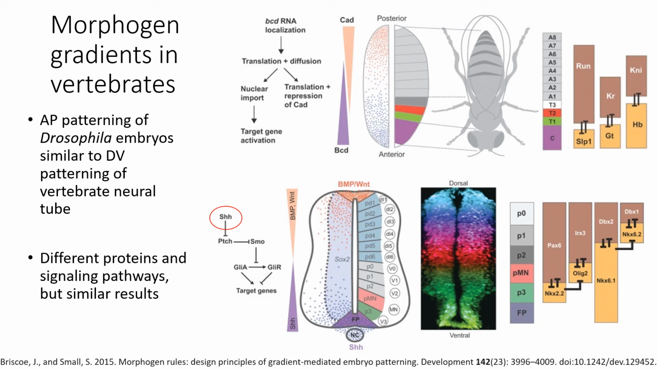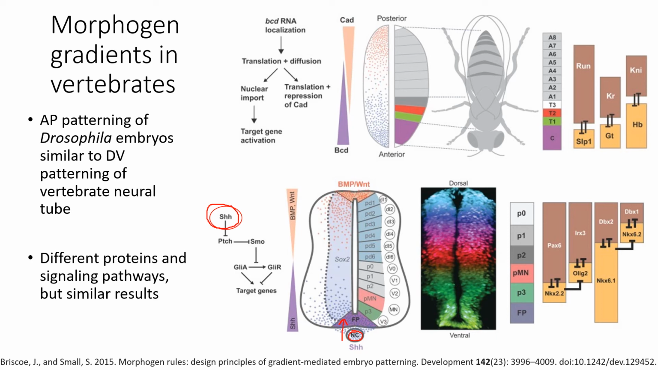Now, despite these major differences, the morphogen gradient concept works in a highly similar way. So if we take a look at the right side of these figures, we can see that instead of bicoid, a protein called sonic hedgehog that I've circled here in red is what initiates the creation of the morphogen gradient in the neural tube. And it's produced by the notochord, which lies just below the neural tube, and it emanates from the ventral side of the tube.